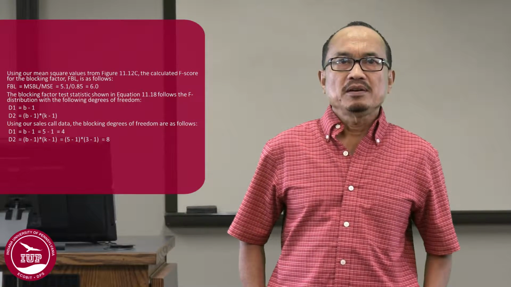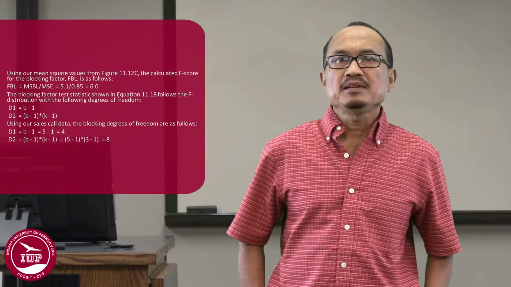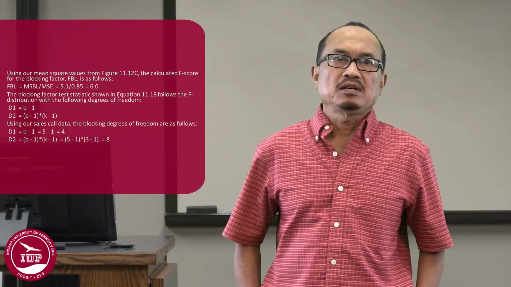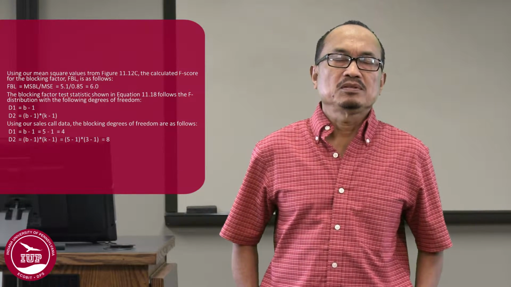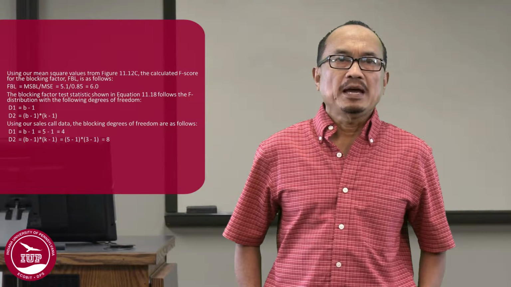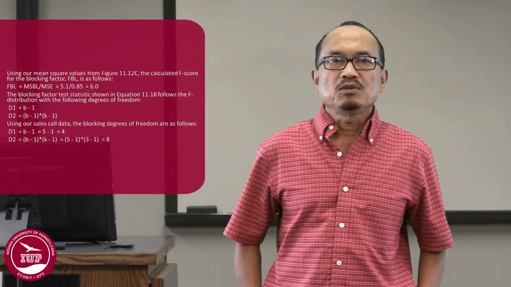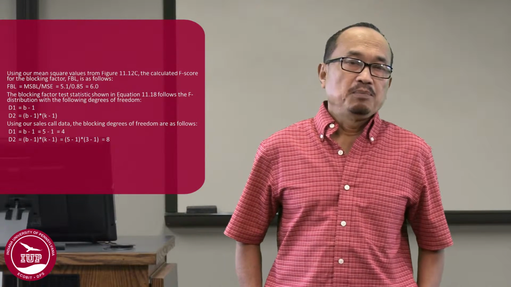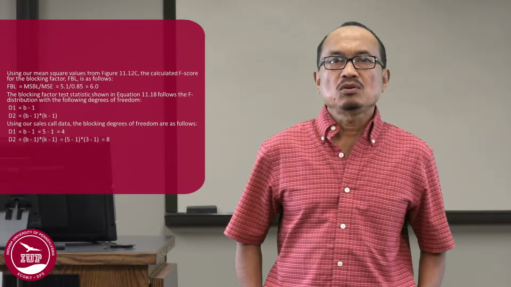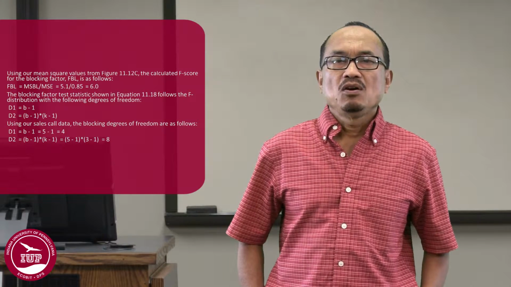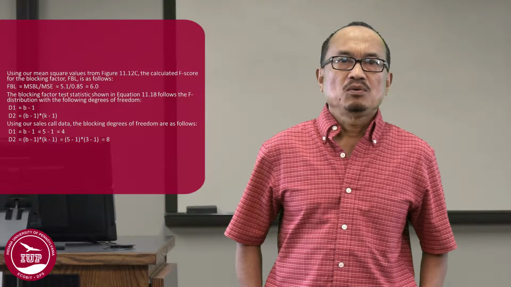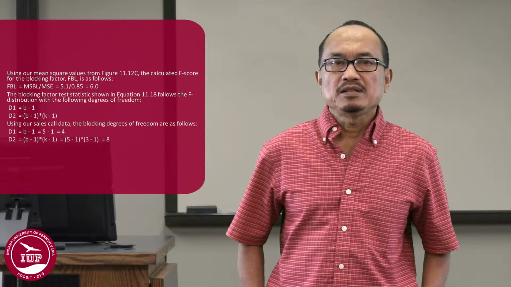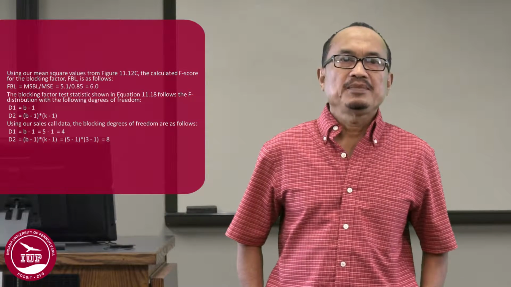Using our sum of squares values from figure 11.12c, the calculated F-score for the blocking factor, FBL, is as follows. FBL is equal to MSBL divided by MSE, equal to 5.1 divided by 0.85, equal to 6. The blocking factor test statistic shown in equation 11.18 follows the F distribution with the following degrees of freedom. D1 equal to B minus 1, D2 equal to B minus 1 times K minus 1.